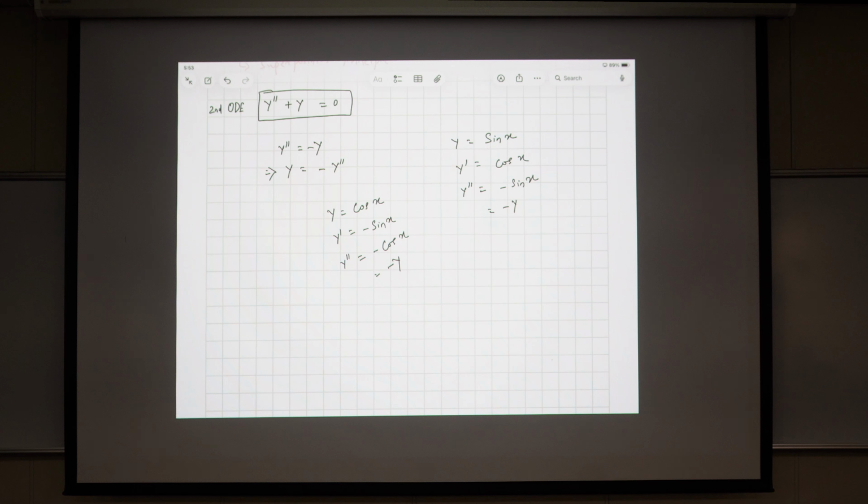Sometimes it works. My point is that here I have two solutions. One is sin x, which satisfies this case, and cosine x also satisfies the equation. So which solution should I take?